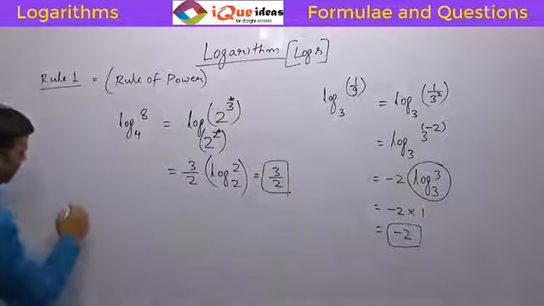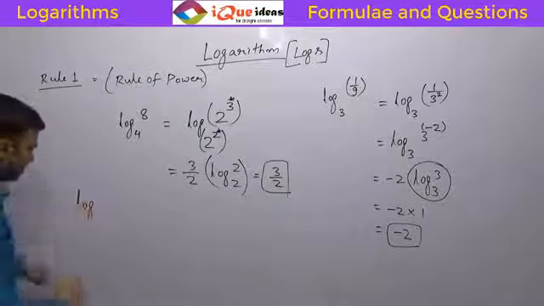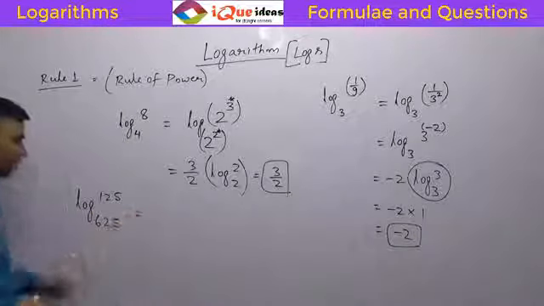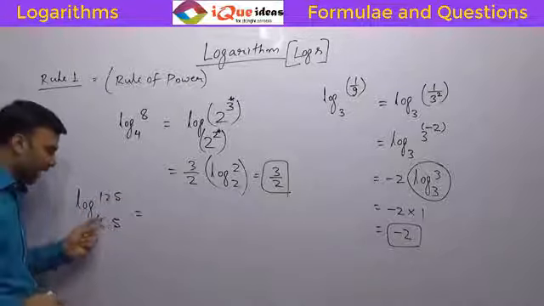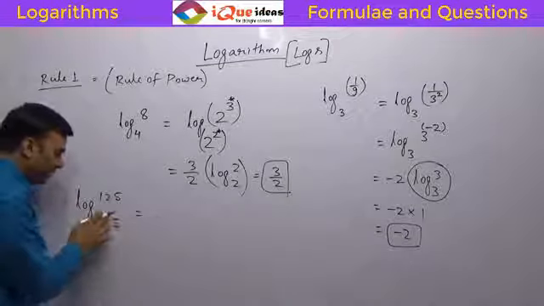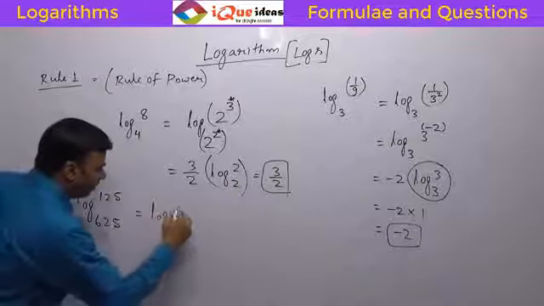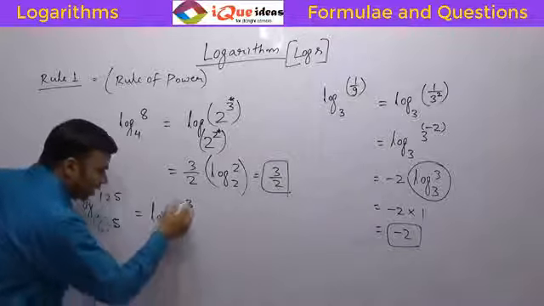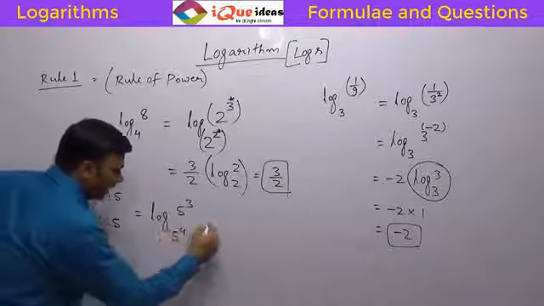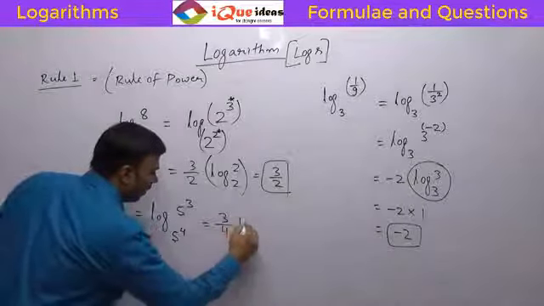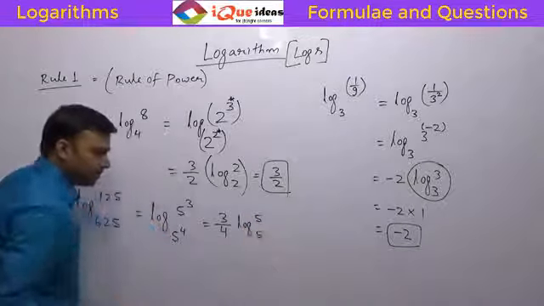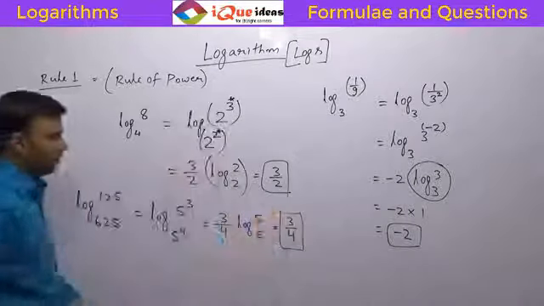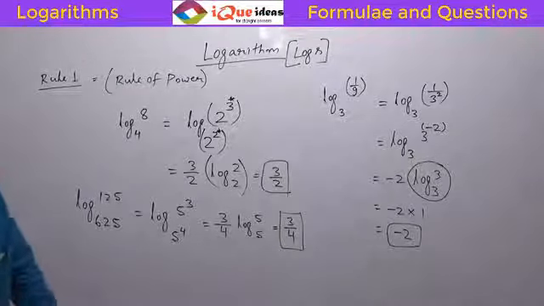Let's take another one. Suppose I have log of 125 to the base 625. Now we know that 125 is not a direct power of 625, but both of them are powers of 5. Now 125 is 5 cubed. 625 is 5 to the power 4. So from here this 3 will come outside, this 4 will come outside, and it will become 3 by 4 log 5 to the base 5. Now you see log 5 to the base 5 is 1, so the final answer is 3 by 4. So this is how the rule of power can be applied in complicated situations.